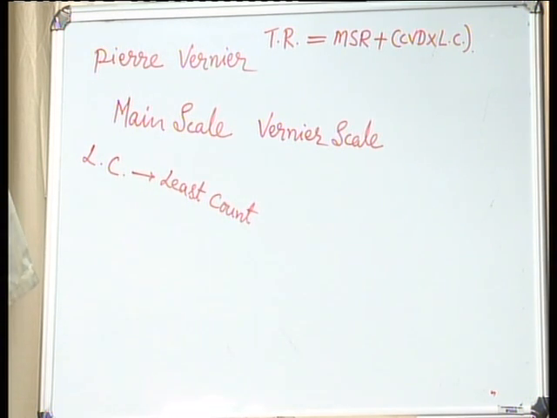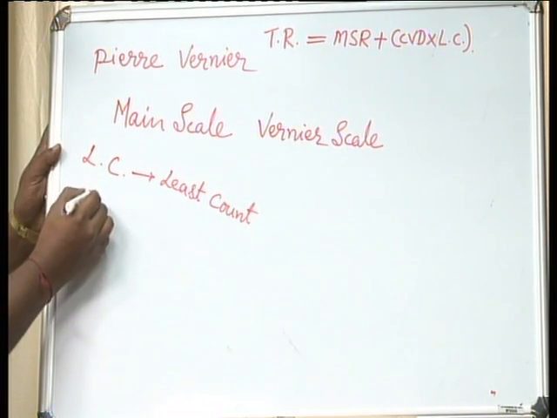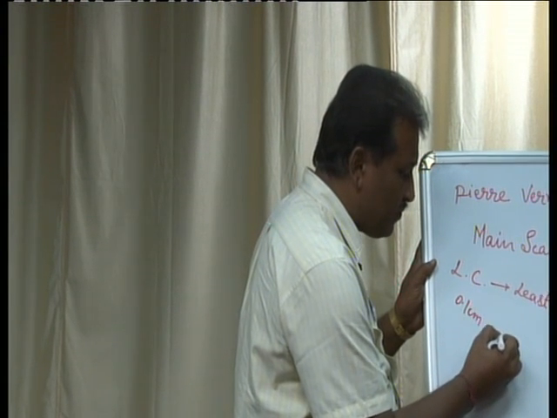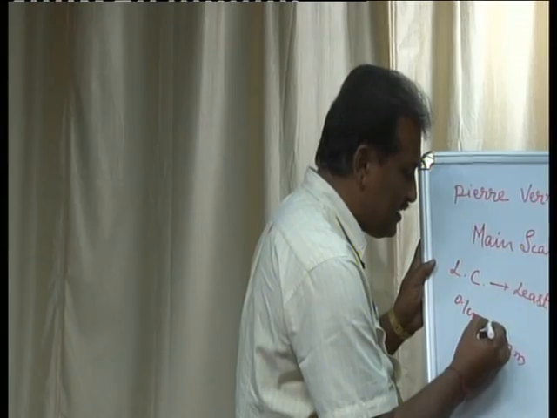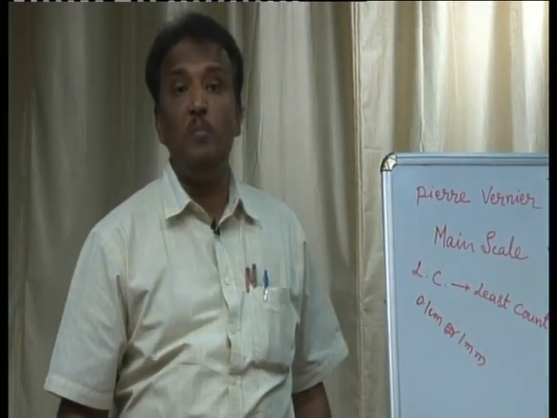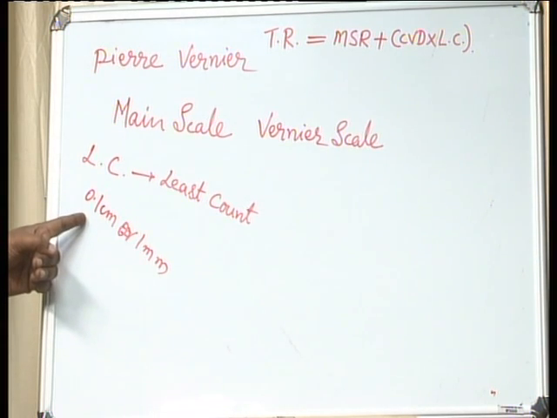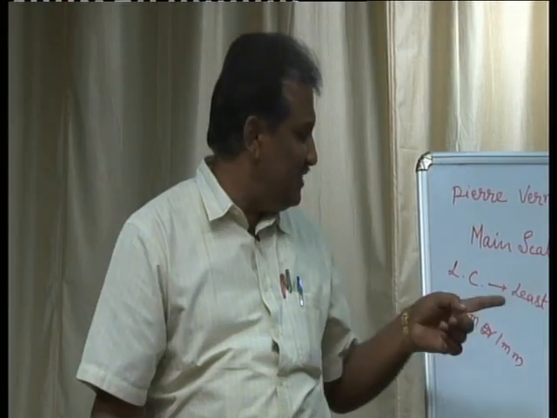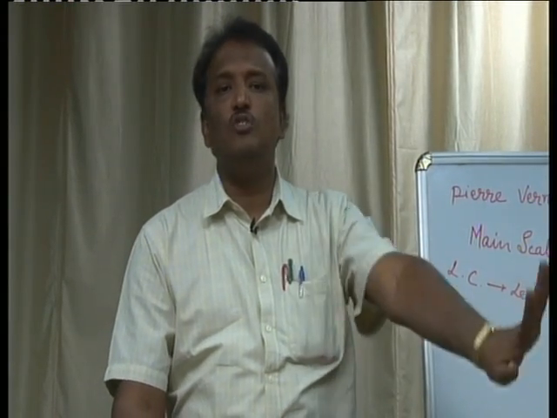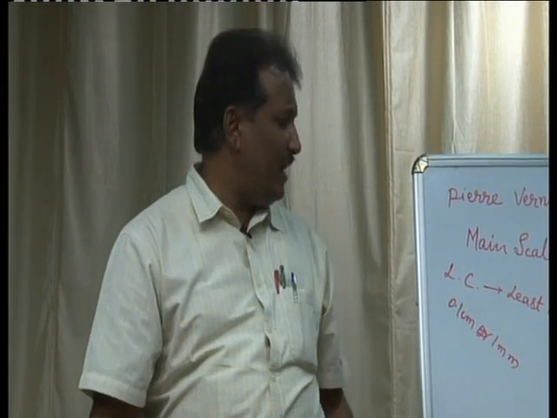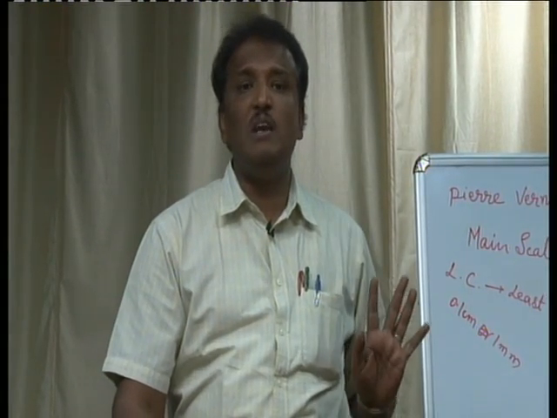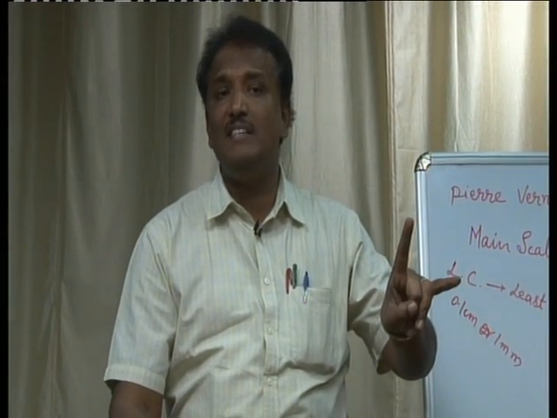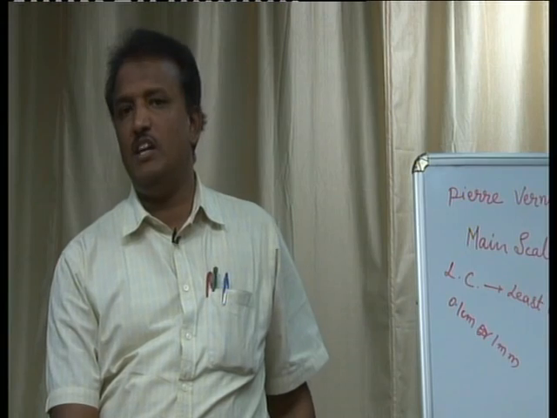The best example is that in a meter scale, you can measure at least 0.1 centimeter or 1 millimeter. This is the minimum possible measurement made by anyone using a centimeter scale or a millimeter scale. If a physical quantity is less than this magnitude, we cannot measure it perfectly. That is why the lowest measurement that can be measured by an instrument is called the least count of that measuring instrument.